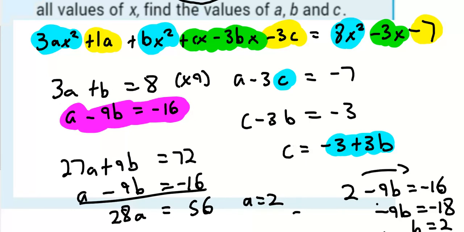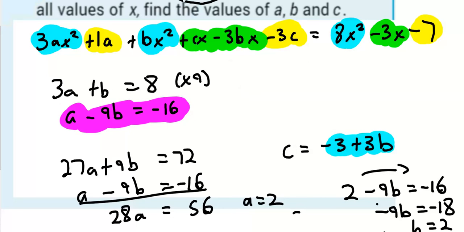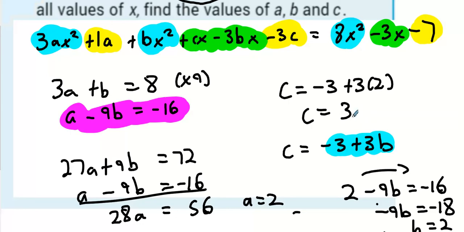And finally, c, which is the blue equation there. Can everybody see c? C will be minus 3 plus 3 times b, which is 3 times 2. Put that into your calculator and it'll tell you that c equals 3. So 2, 2, and 3.